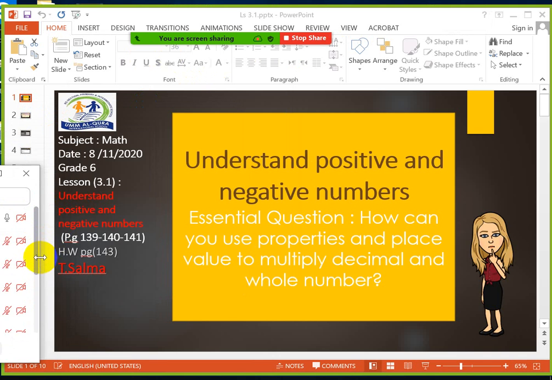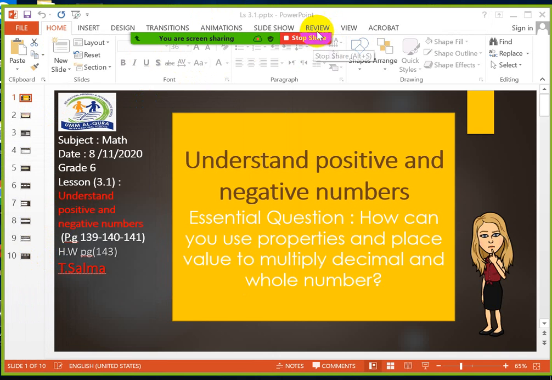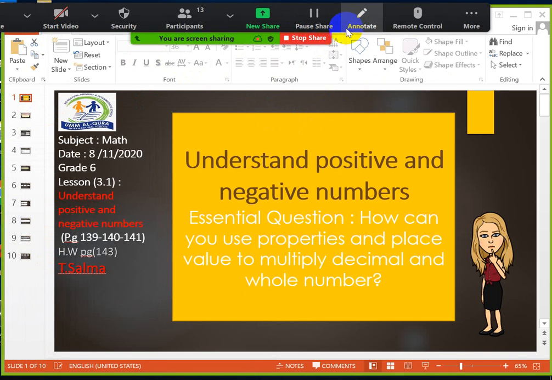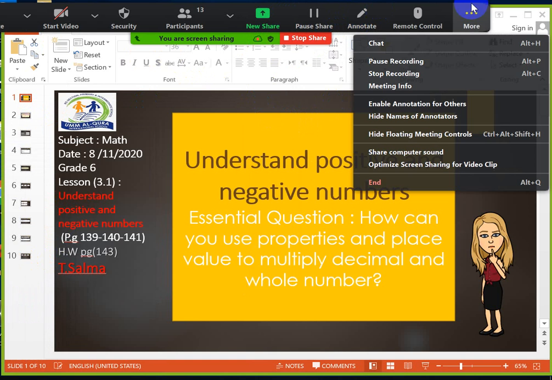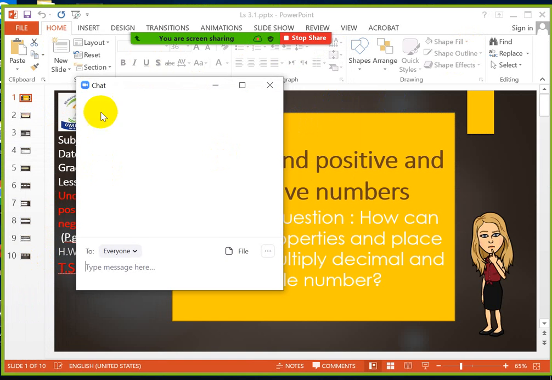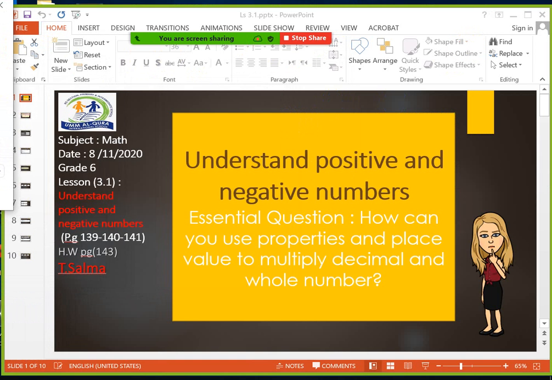Okay, so girls, today we will start with a new lesson and a new idea for you, how to understand positive and negative numbers. So understand positive and negative numbers. How can you use probabilities in the place value to multiply?